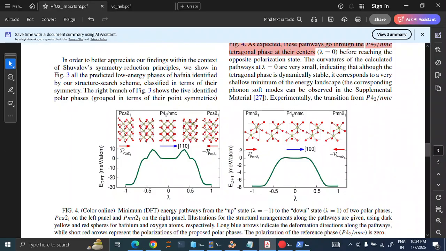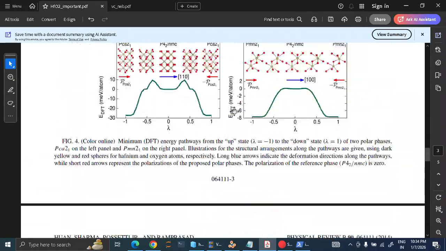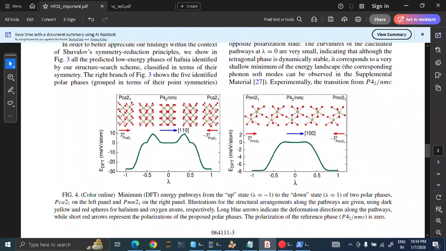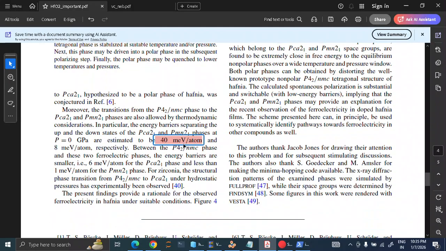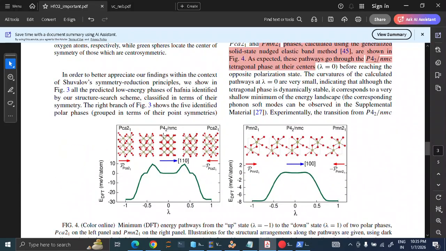I want to reproduce the result from the paper named Pathway Towards the Ferroelectricity in Hafnia. They mentioned they used the nudged elastic band method, and I want to reproduce this result. This is the P42/nmc tetragonal centrosymmetric structure of hafnium oxide, and this is the ferroelectric structure of hafnium oxide. Here the polarization is in the up direction, and here the polarization is in the down direction. They got an energy barrier of 40 meV per atom for this phase transition from centrosymmetric to the Pca21 ferroelectric structure.